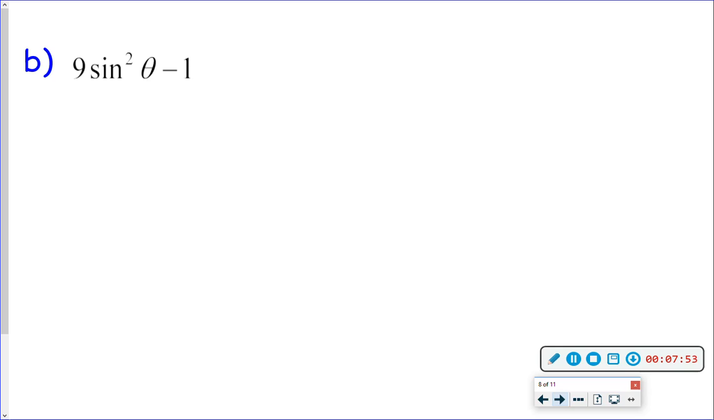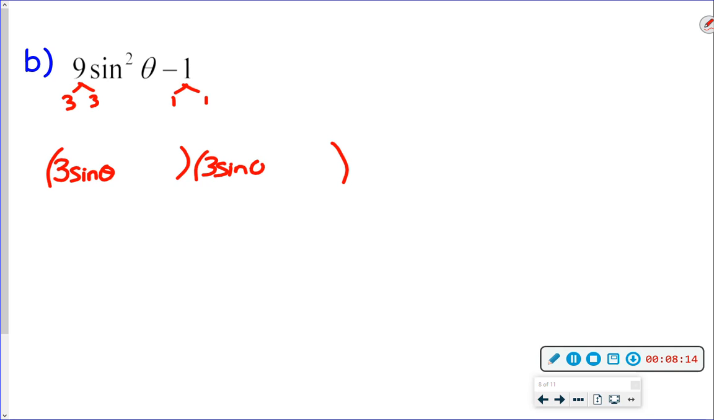Difference of perfect squares. 9 is a perfect square. Sine squared is a perfect square. 1 is a perfect square. So it's clearly to get 9, 3 and 3, 1 times 1. Okay, so to get 9 sine squared, we're going to need a 3 sine of theta and a 3 sine of theta. Of course, to get 1 times 1.